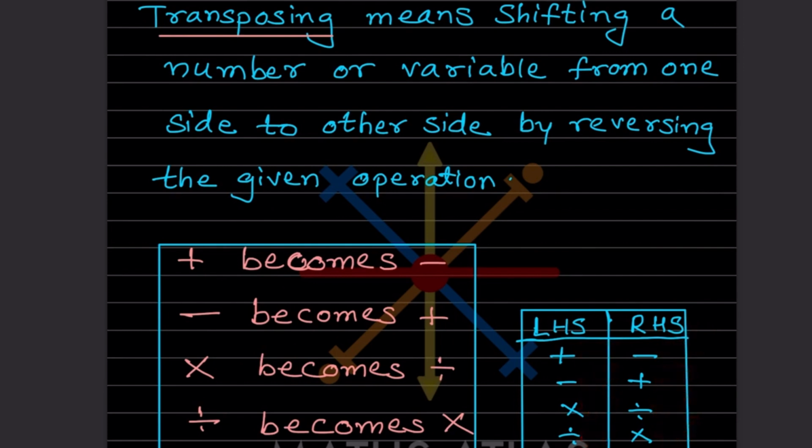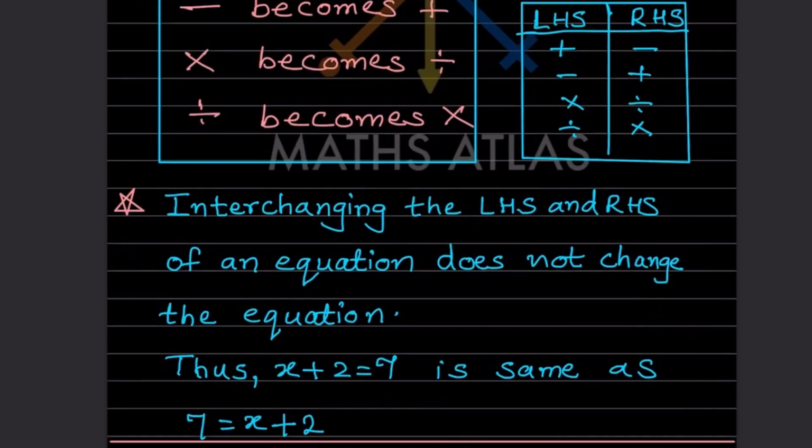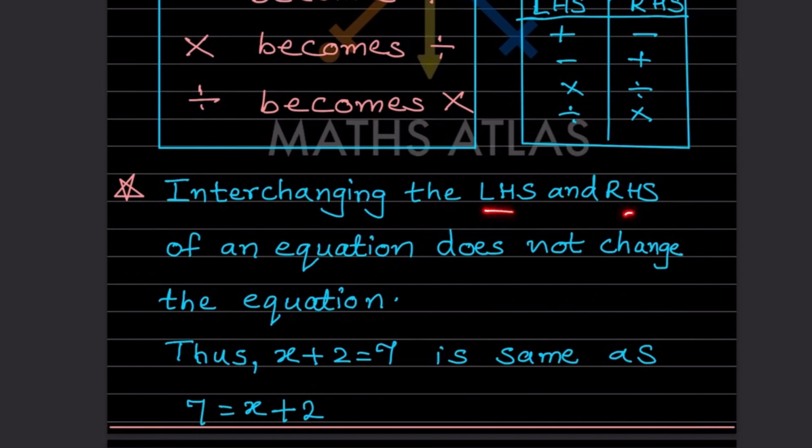So when we are doing the examples, these things are going to be more clear. And these things again I keep on repeating, better write this in your notes, so that you remember it. And one more point we can see over here, that whenever you interchange the LHS and RHS of an equation, that doesn't change the equation.